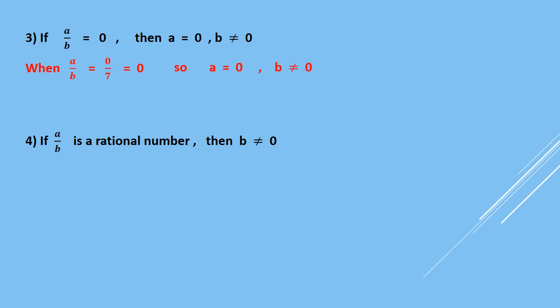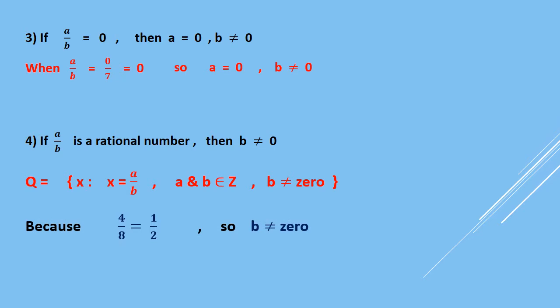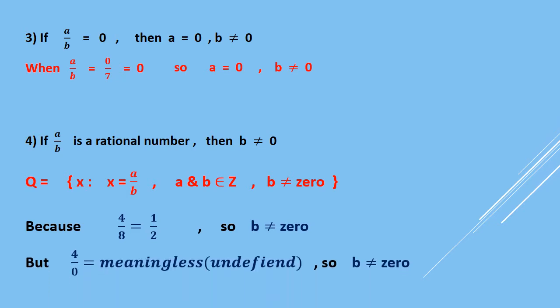Number 4, if a over b is a rational number, then b does not equal 0. This is from the definition of any rational number. 4 over 8 equals half, so b does not equal 0. But 4 over 0, when we put 0 in the denominator, it will be meaningless or undefined. So it must be b not equal to 0. I can put 0 in the numerator, but not in the denominator.